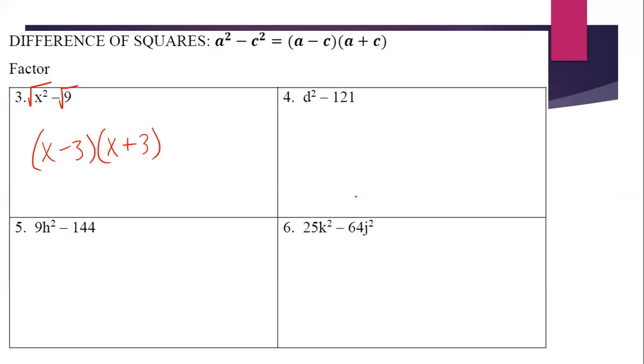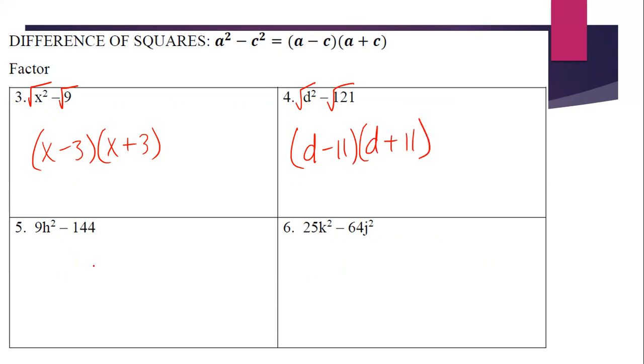Okay, let's do D, 4. D squared minus 121. Are both terms perfect squares? Yes. Are both terms being subtracted? So all I have to do is take the square root, and what do you get? D minus 11 times D plus 11. Good.